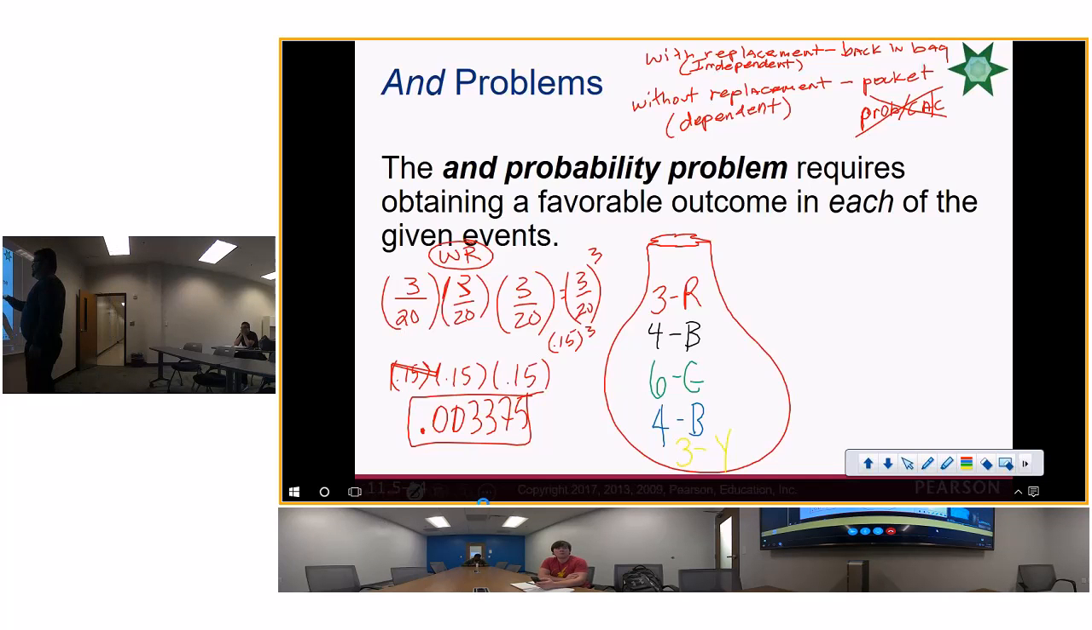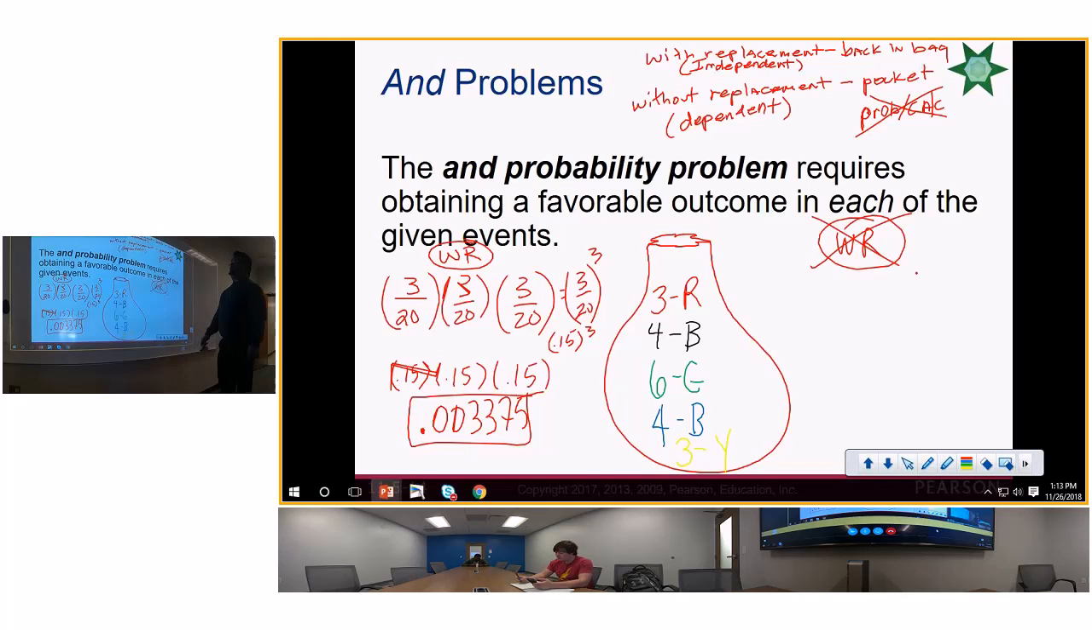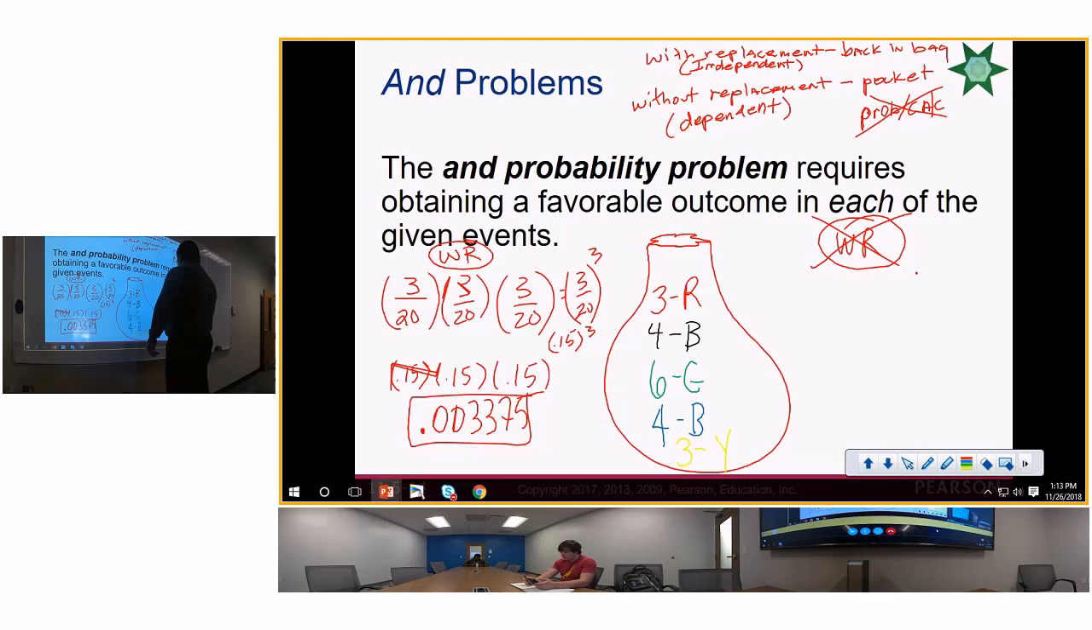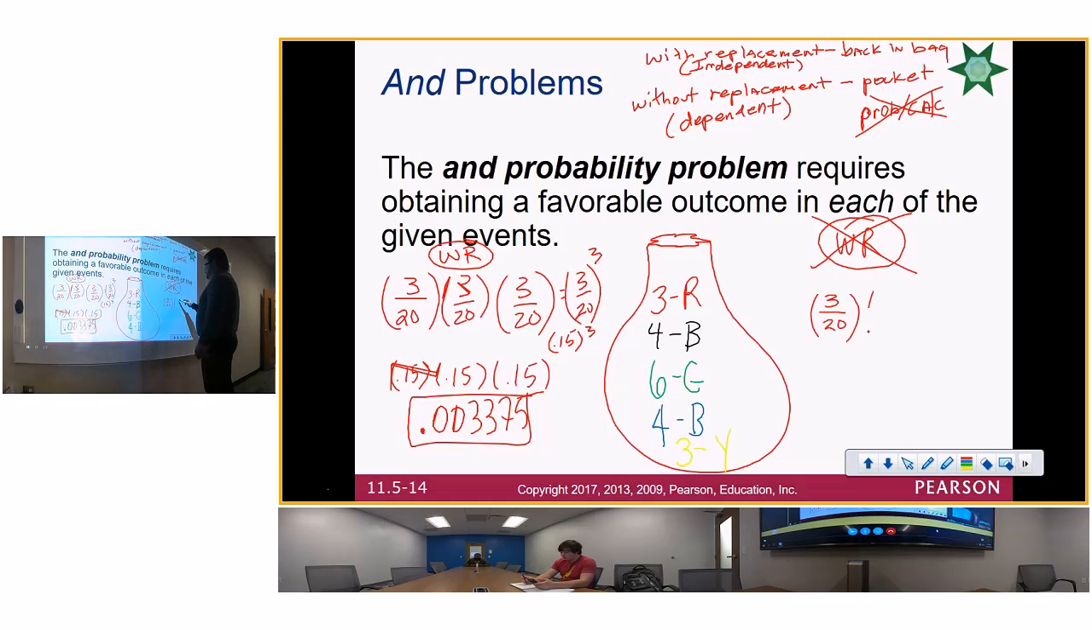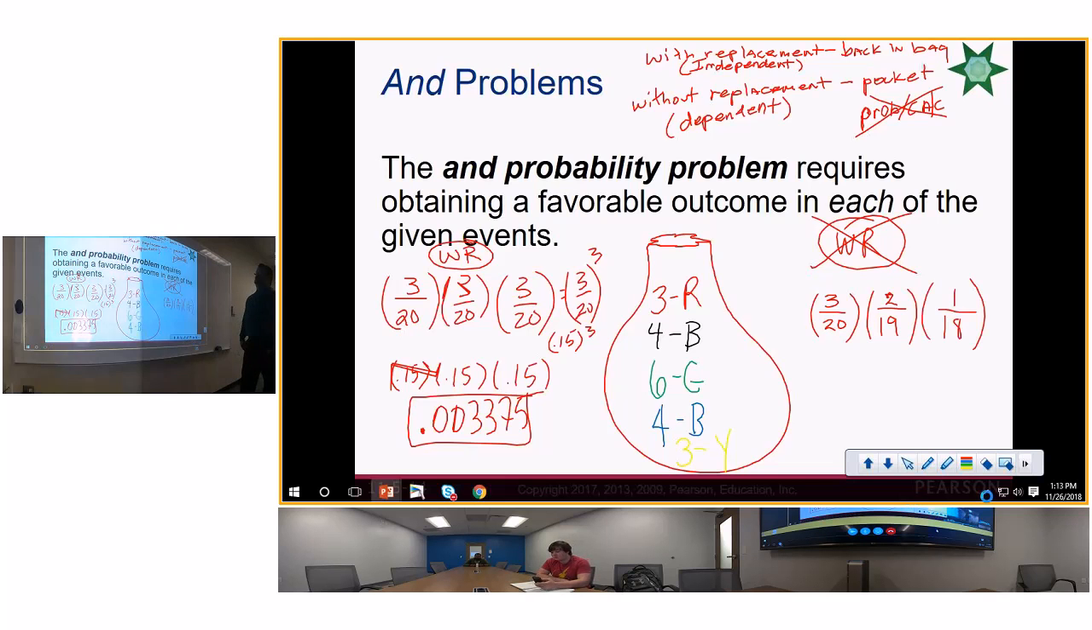So I'm going to put WR with replacement, and then I'm going to put an X through it. So without replacement. So 3 over 20. And the next time I pick, because I put 1 in my pocket, how many reds are there? 2 out of how many marbles? 19 times what? 1 out of what? 18. Now multiply those 3 together.